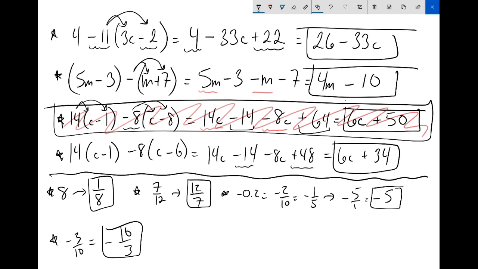Multiplicative inverses multiply to 1. That's what the deal is. 8 times 1/8 is 1. 7/12 times 12/7 is 1. Negative 0.2 times negative 5, try it on the calculator, it's 1. Negative 3/10 times negative 10/3 is positive 1. That's why they keep their sign. So that's what it means to be a multiplicative inverse: they multiply to be 1.